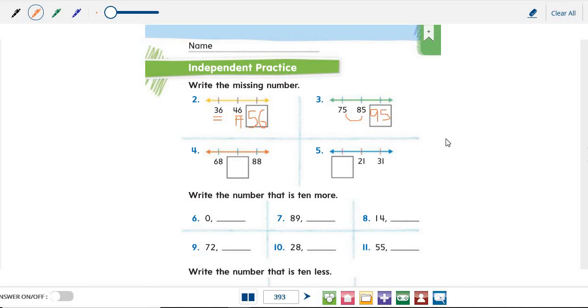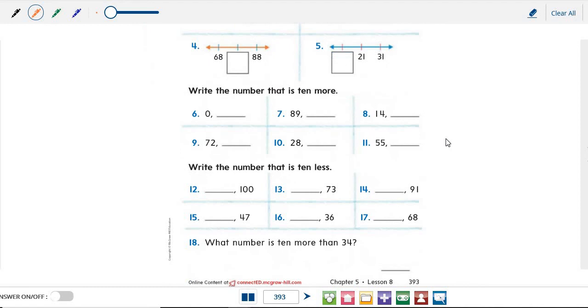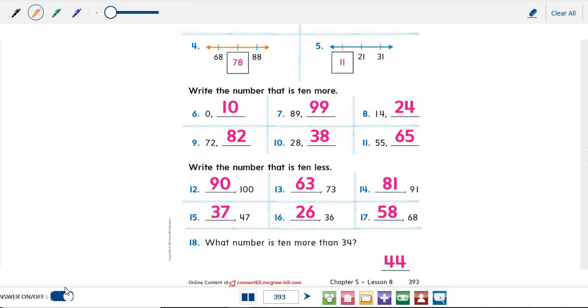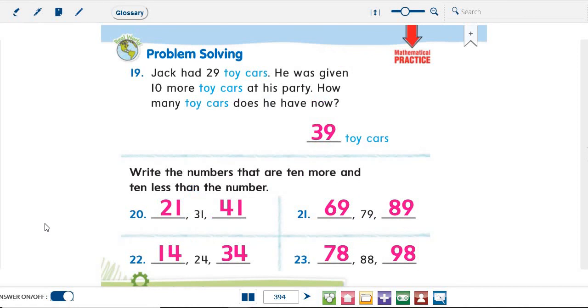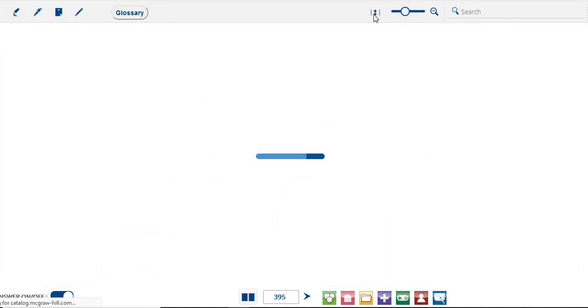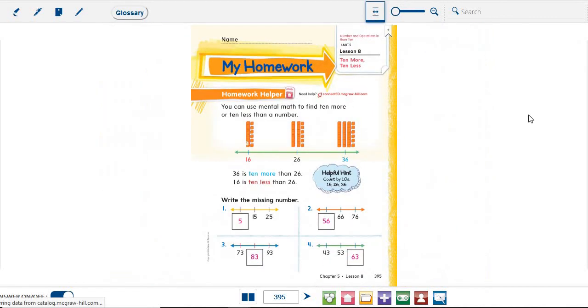Now it's your turn, grade 1. So please try to solve these questions by yourself. And then when you finish, you can check your answers here. The same for the next page, you can check your answers here. The next 2 pages, grade 1, are your homework, so please try to solve them by yourself, and then when you finish, you can check your answers here.